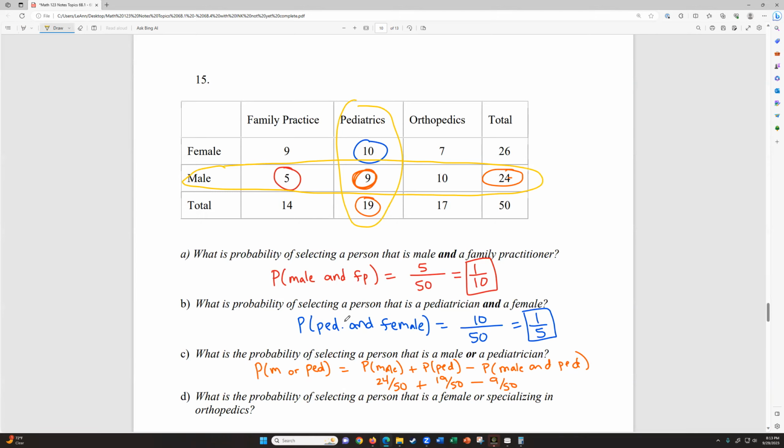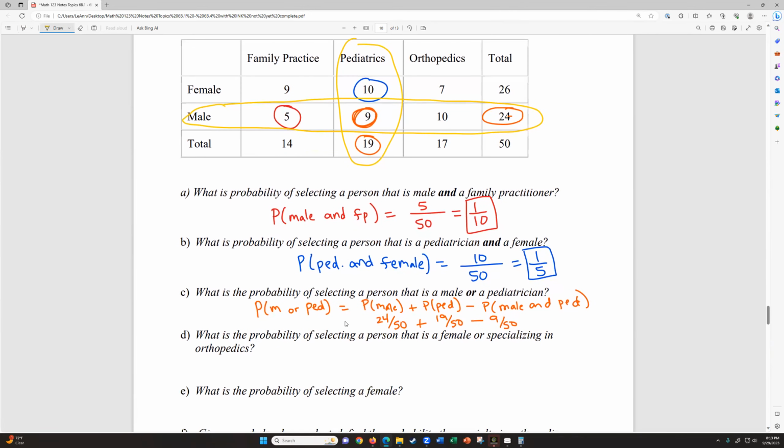All right. And then what is the probability of selecting a person that is female or specializing in orthopedics? That's an "or" problem. Notice the "or" there. They just didn't bold it for us. So the probability of female or ortho should be the probability of female plus the probability of ortho minus the probability of female and ortho.